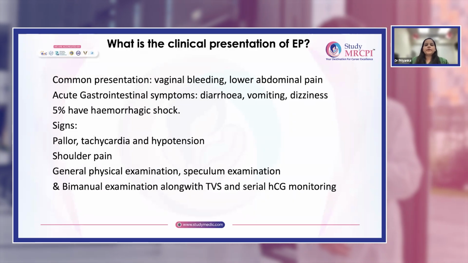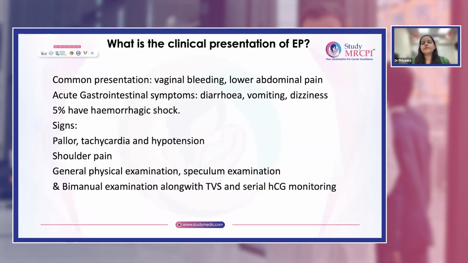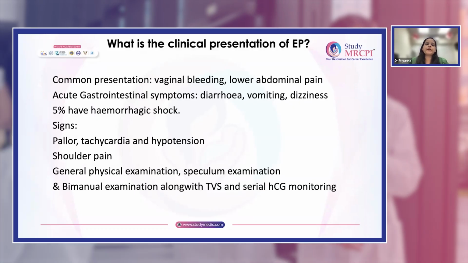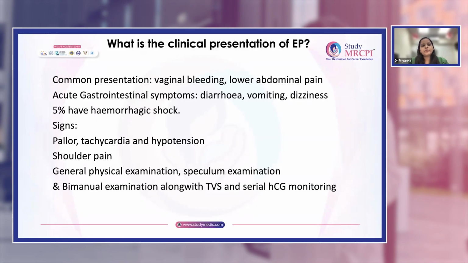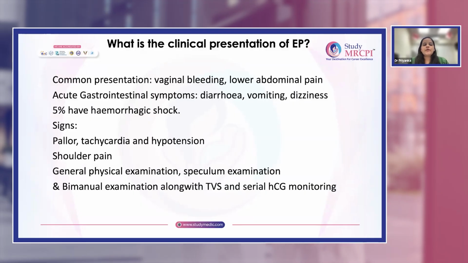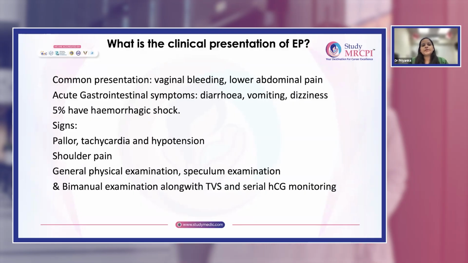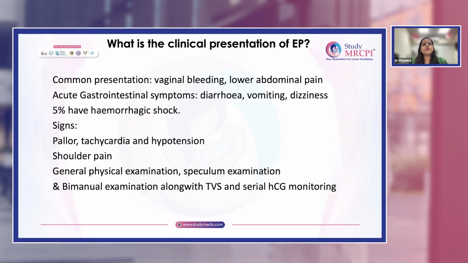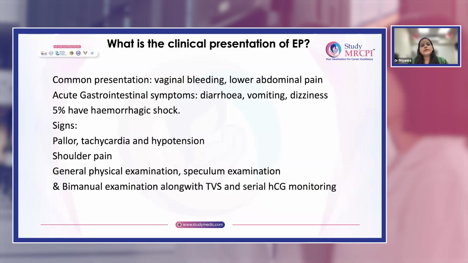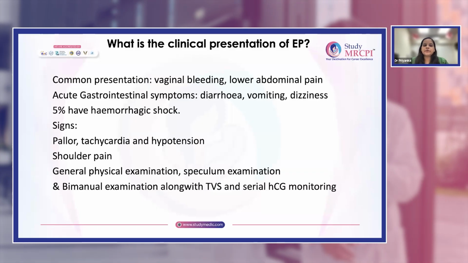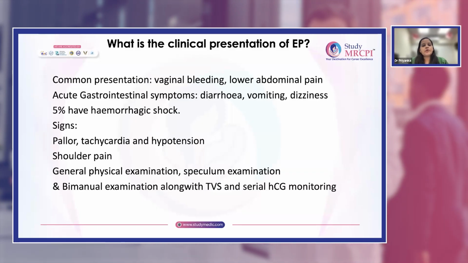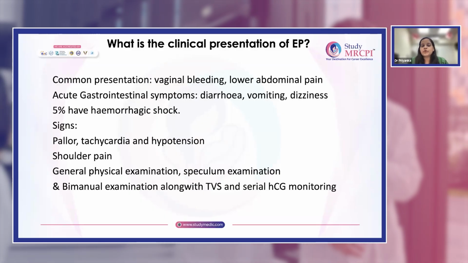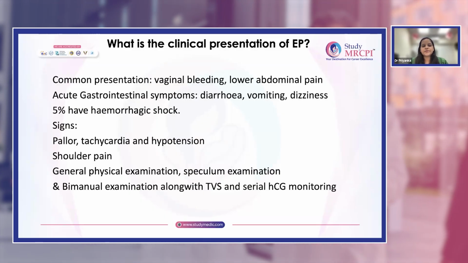So how does an ectopic pregnancy present? The clinical picture is variable. Some patients may be asymptomatic, and incidentally an ectopic mass is seen on the ultrasound. The most common presentation is a triad of amenorrhea, vaginal bleeding, and lower abdominal pain. Some may have other GI symptoms like diarrhea, vomiting, dizziness, and almost 5% of them may go directly into hemorrhagic shock. That can be a presentation which can be seen.